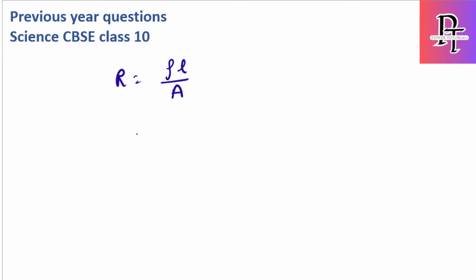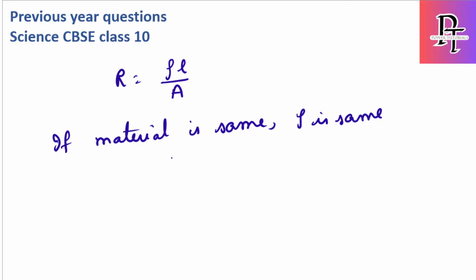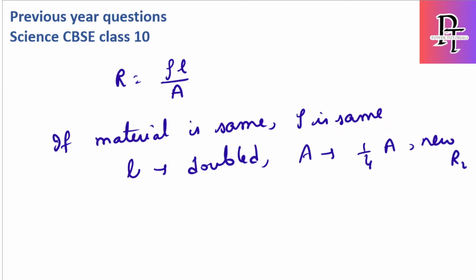So they will ask you in the questions saying that material is same. If material is same, rho is same, that is resistivity is same, they'll simply say that length is doubled, area is 1/4 of previous one. They will ask you to find new R2. So to solve this type of questions, what you have to do is just write all the formulas here and get the R value.